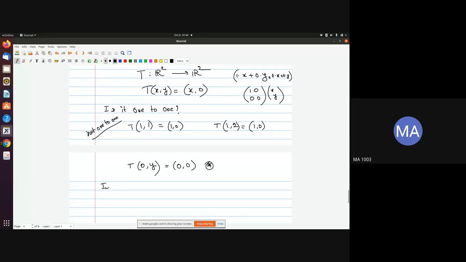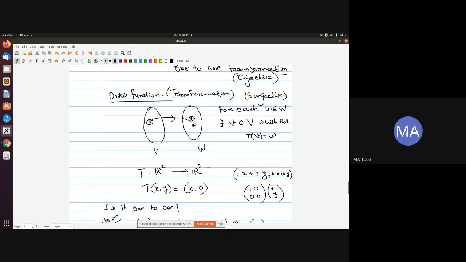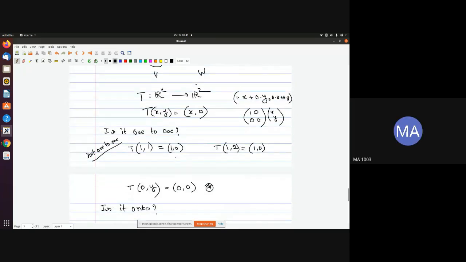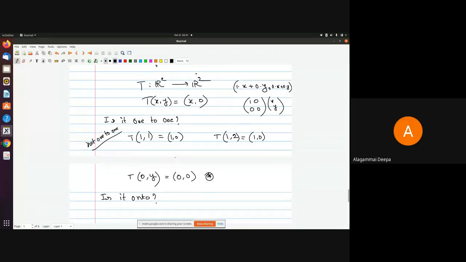Is it onto? Surjectivity was: I am taking any element from R2, which is the codomain here. I have to check whether there is an input or not for that element. There is nothing called one-to-many in this onto definition, right? So does every element of R2 have a pre-image?